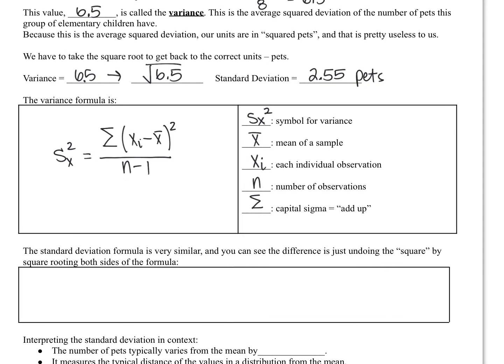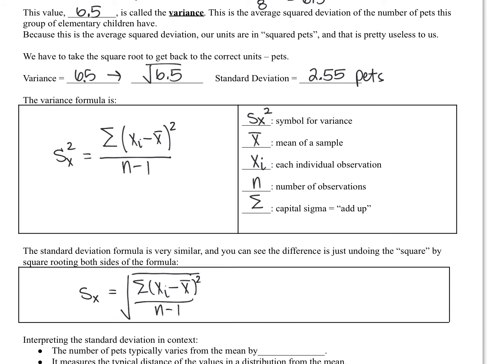Okay. The standard deviation formula is just one step further, and that's to take the square root. So standard deviation is the symbol S sub x, because we're taking the square root of both sides for variance, equals, and then it's just the square root of the variance formula. So square root of sigma x sub i minus x bar squared all over n minus 1.